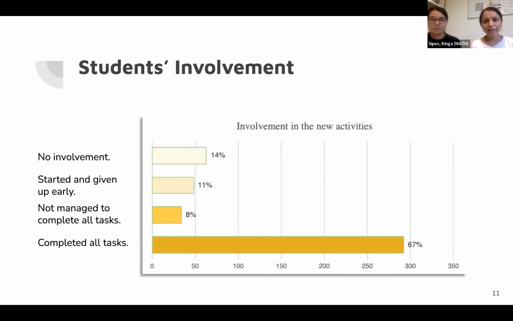Okay, and now let's look at the engagement of students, or their level of involvement. These activities were all optional, so students could decide whether they wanted to take part in them. Nevertheless, about two thirds of students wanted to do all these tasks, and indeed completed them. Then just 8% tried to complete the tasks but didn't manage to. And then there are about 25% who either didn't get involved from the very beginning, or they started and gave up very early.